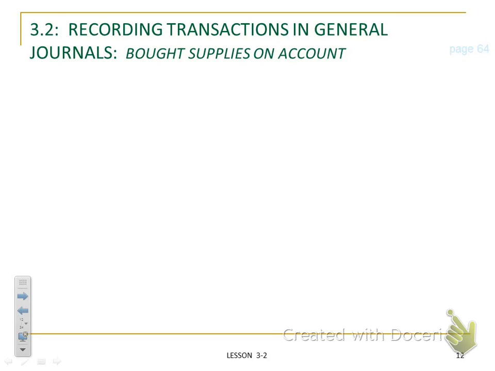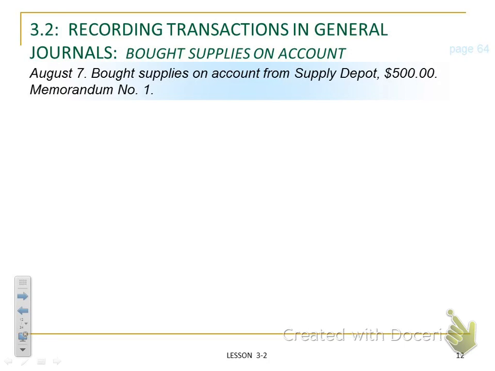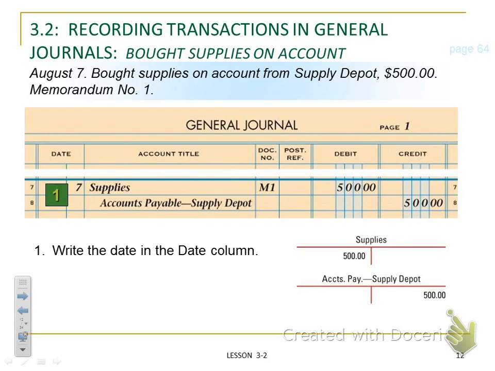Now we're buying supplies on account. Whenever we buy supplies on account, we have one asset account, supplies, and one accounts payable account, which is a liability. So on August 7th, we bought supplies on account from Supply Depot, $500. We recorded that transaction on memorandum number 1. So if we've got supplies increasing and accounts payable increasing because it's a liability on the other side of the accounting equation, we're going to debit our supplies and credit our accounts payable.